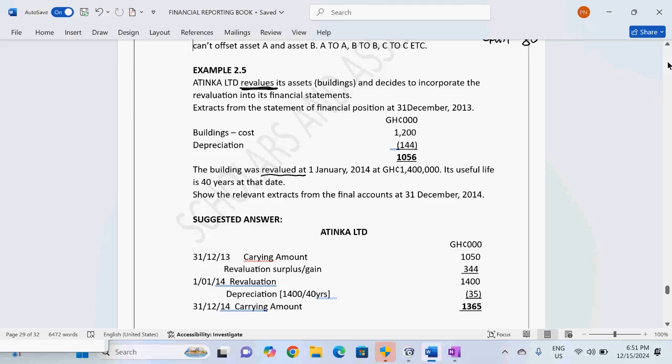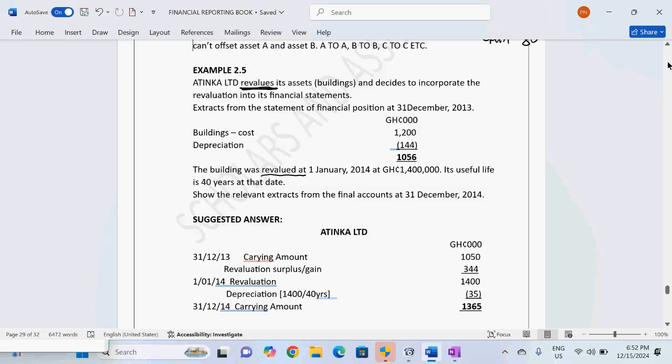Atenka Limited revalues its asset building and decides to incorporate the revaluation into its financial statement. Extract from the statement of financial position at 2013 as follows. Cost, so you have been given a cost, 1,200, depreciation, and then the total gives us the carrying amount, which is 1,056. That is the carrying amount as at 2013.